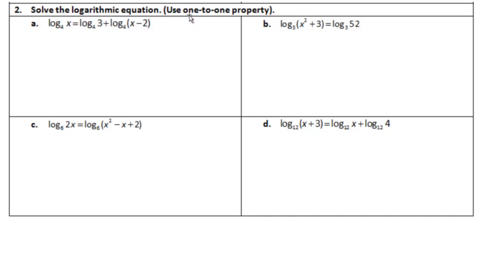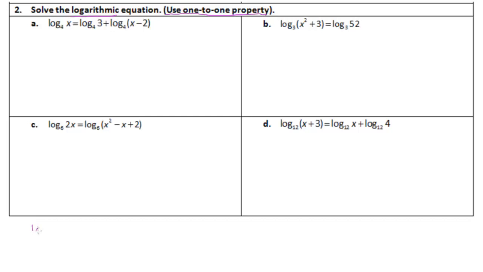In this video, we're going to use the one-to-one property again, but this time, make an adjustment here. This time, one-to-one on logarithmic equations. So, before I start, there are some properties of logs that we have to remember.